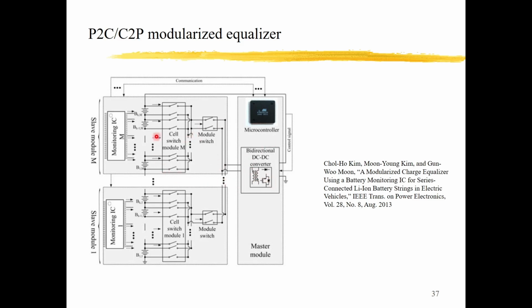Okay, and then the module is connected to the bidirectional DC to DC converter. So the energy can be transferred between this module and another module. And within each module, the energy actually is directly connected to the individual cells. Okay, so this is called pack to cell or cell to pack modularized equalizer.